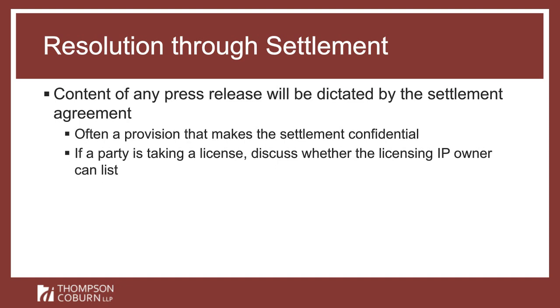And often parties negotiate whether the contents of the agreement are confidential. You may negotiate your actual press release. Sometimes that's negotiated within the settlement agreement. If a party is taking a license, you can discuss whether the patent owner is allowed to disclose that there's a license. And I want to tie in what Tony mentioned earlier. Make sure that your licensee, if you do get one, is required under the settlement agreement to mark the product.